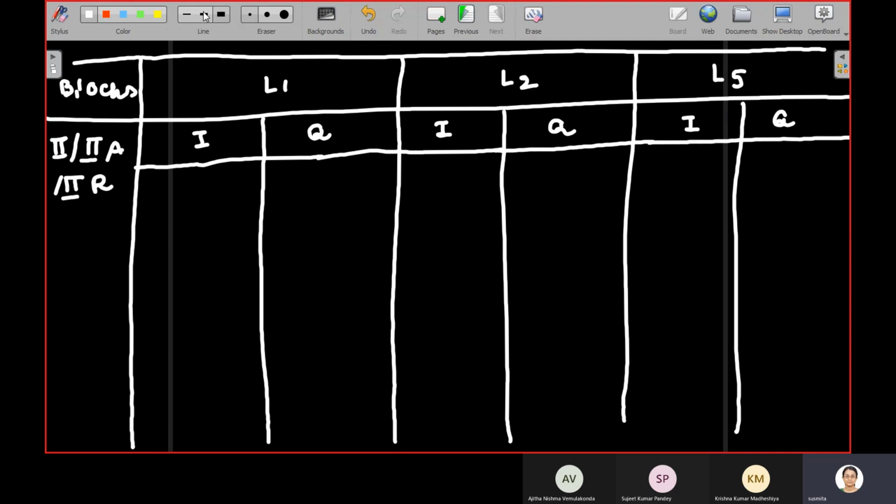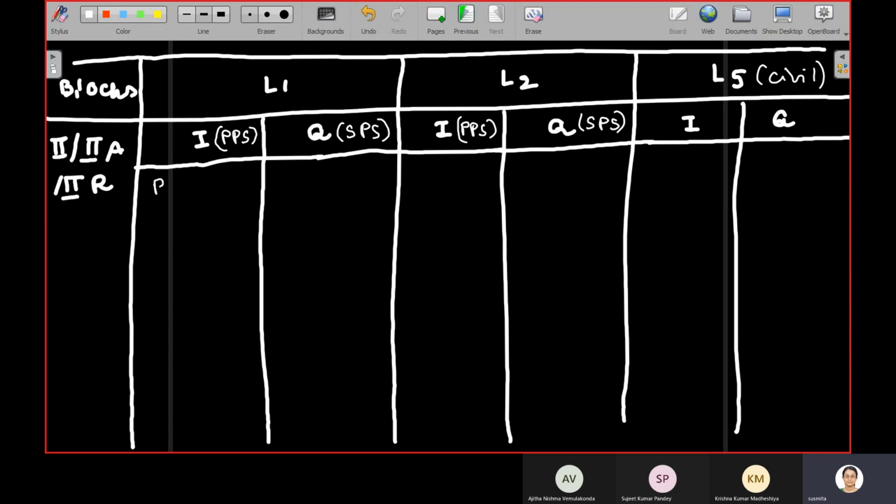Note that I is for PPS in L1 and L2. And Q for SPS, civilian use. L5 band is for civilian use. Okay. L5 is for civilian. Military does not use L5. Military can use L1 and L2.